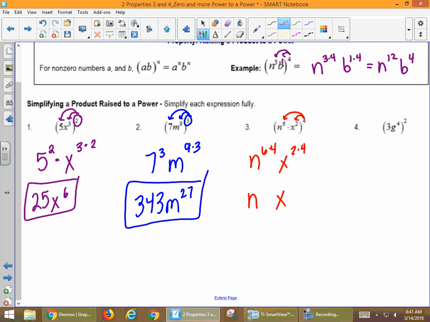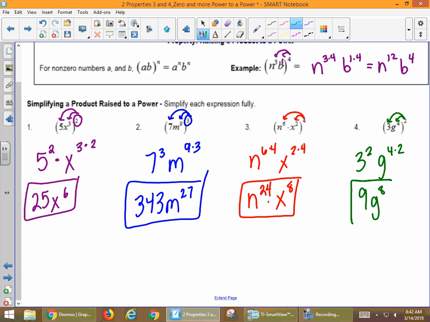What's 6 times 4? 2 times 4? And we can't do any more than that. We don't know what n is, we don't know what x is, so we can't raise those to any powers. All right, same thing. So 3 squared, g to the 4 times 2. 9 g. Lovely.